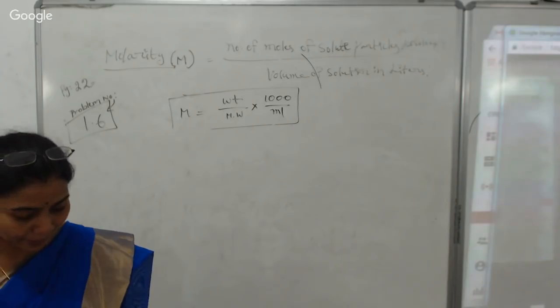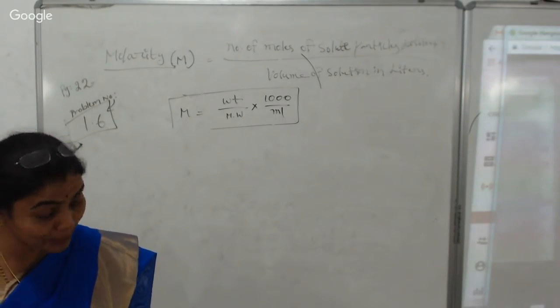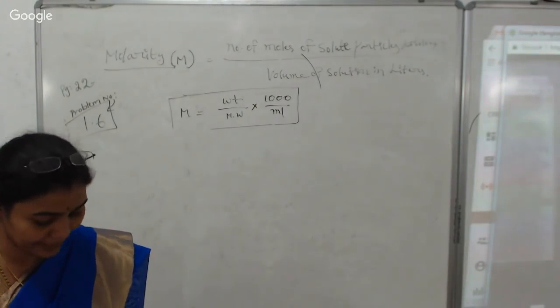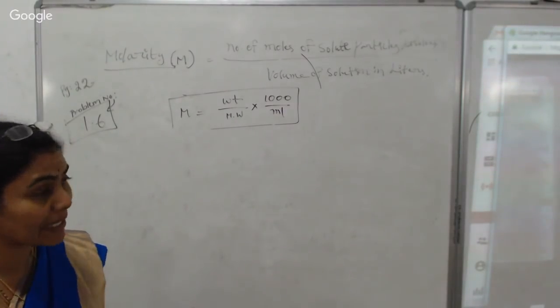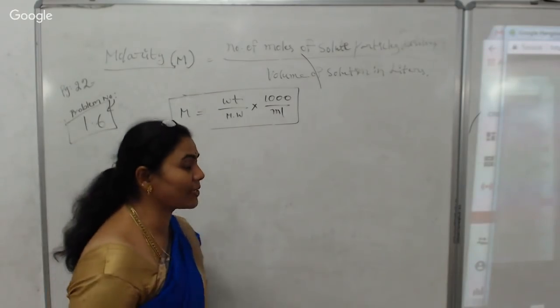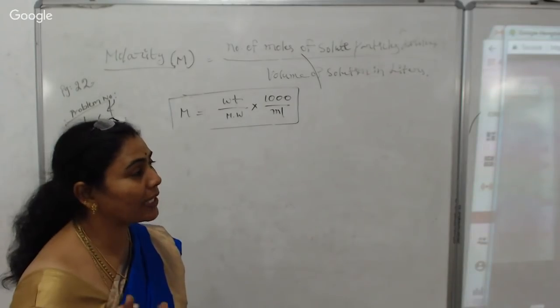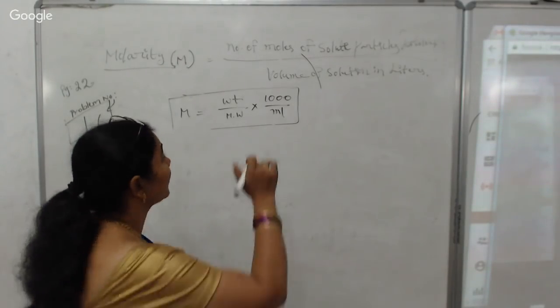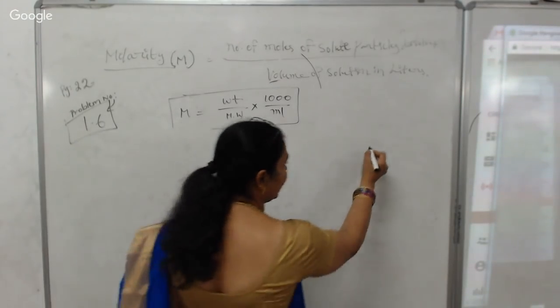Molarity in a sample which has the density 1.41 grams per milliliter. Density is given here, children. Please underline density. And the mass percent of nitric acid in it is 69%. So here are two new words. One is mass percentage, which is given. Next is density, which is given. But volume is not given. 69% is given.